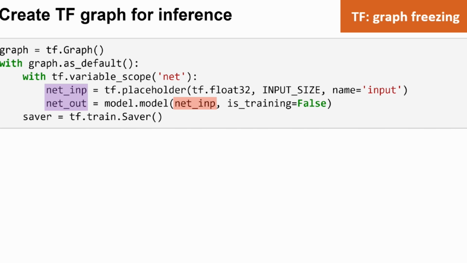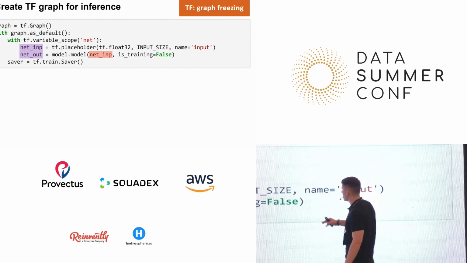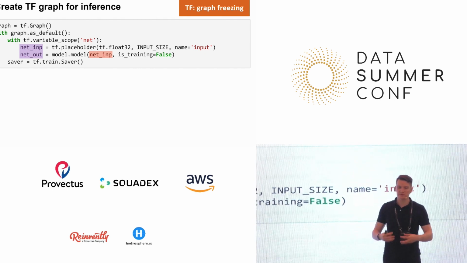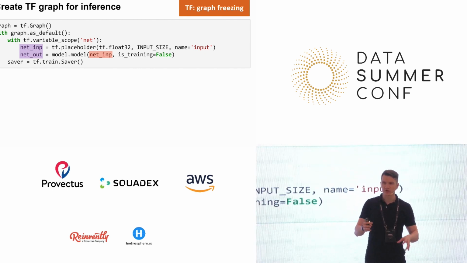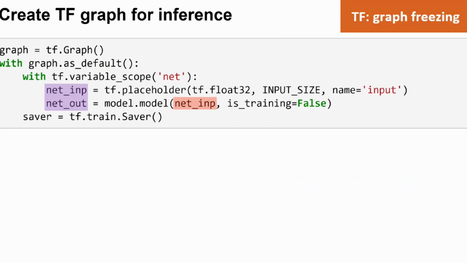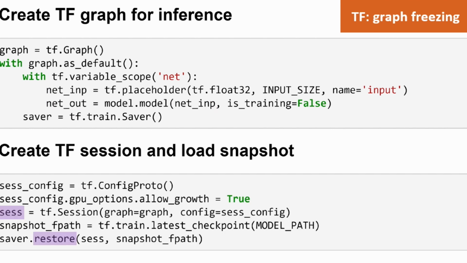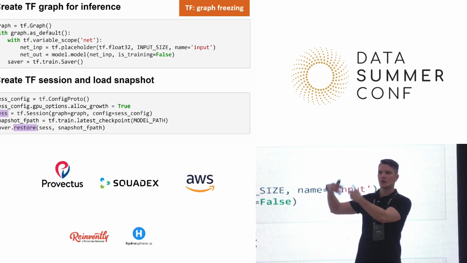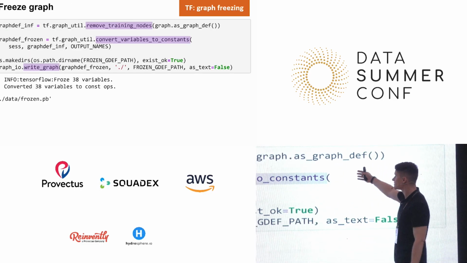First of all, we will create our network one more time from scratch, but in this case we will pass is_training equal false. It means that some parameters like batch normalization and other things will be turned into inferencing mode. Yeah, creating our graph, restoring our weights from the training stage. So training outputted some snapshot with weights. Now we restored it, and this is the freezing.